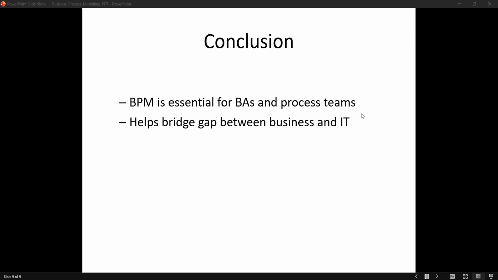To conclude, business process modeling is a vital skill for business analysts. It enables teams to understand processes clearly, improve them effectively, and ensure alignment between business goals and IT implementation. Effective BPM helps organizations operate more efficiently and move toward automation and digital transformation.